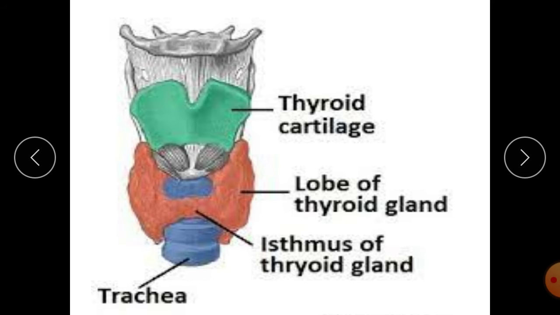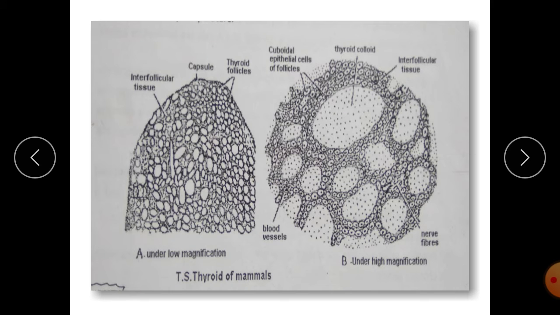Next, this is thyroid cartilage, lobe of thyroid gland. These are thyroid gland lobes, right lobe, left lobe, and this one is the isthmus, and this is trachea. In front of trachea, just below the larynx. So this is larynx. Larynx is supported by cartilaginous structures. So this is the histological aspect of thyroid gland when we observe under microscope.